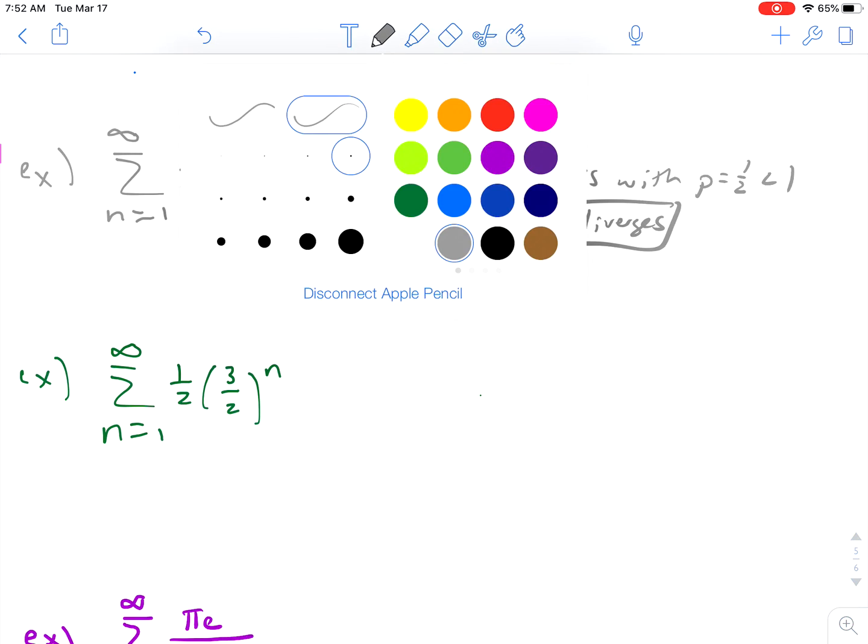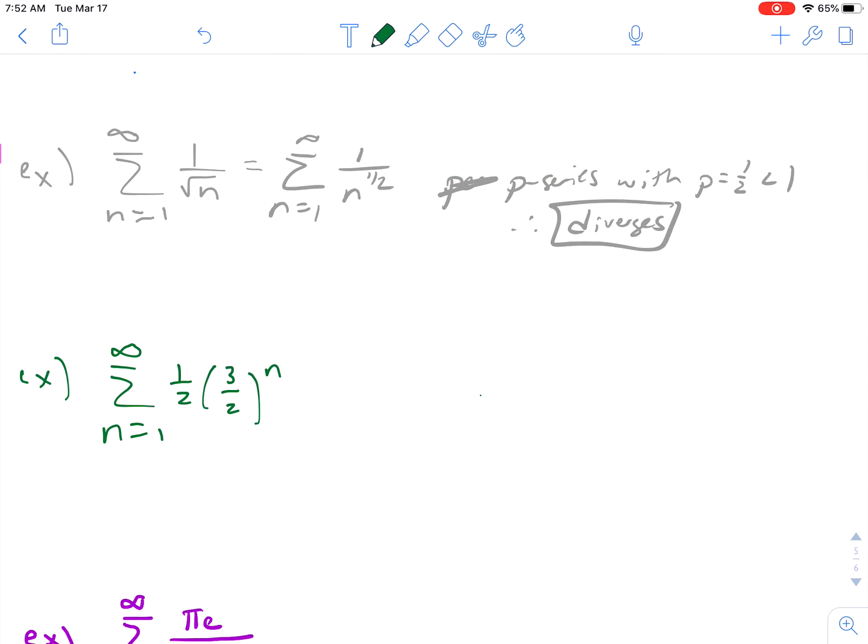Next up, yeah, this is exponential, and so it is geometric. Now, the R value here is 3/2. The absolute value of R is greater than 1. Therefore, this will diverge.